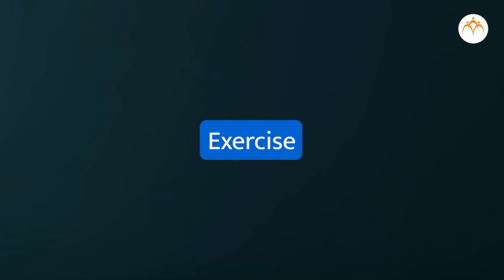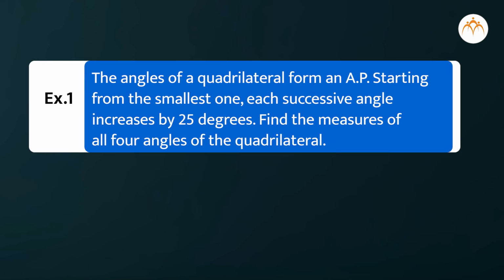Exercise. The angles of a quadrilateral form an arithmetic progression. Starting from the smallest one, each successive angle increases by 25 degrees. Find the measures of all 4 angles of the quadrilateral.